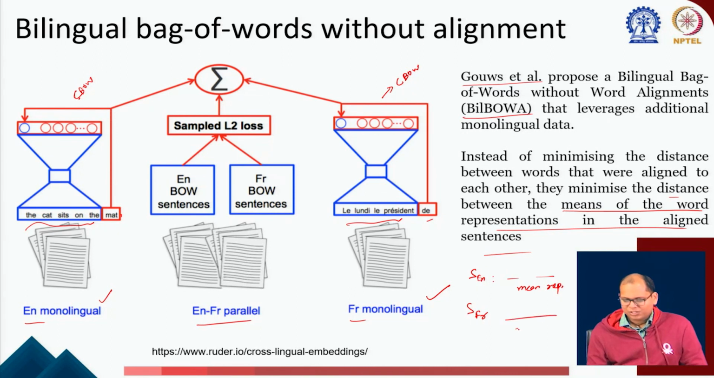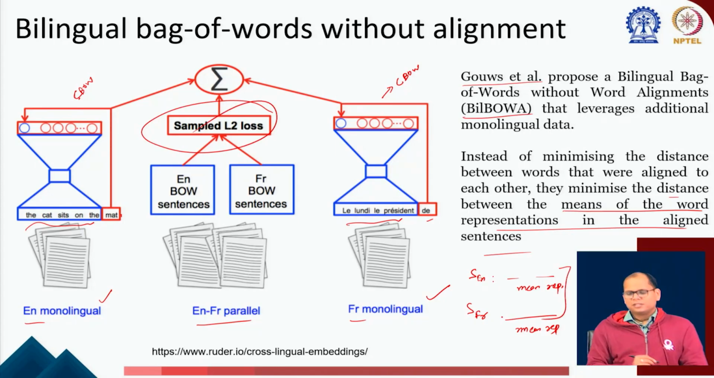Again, from the French sentence, you will get the mean representation, and you compute the L2 loss, the distance between the two representations after taking the mean, right, and they should be close enough. So this mean representation of the parallel sentence is a very interesting idea that many papers have used, that in the shared space, if you have parallel sentences across languages, they should have very similar representations.